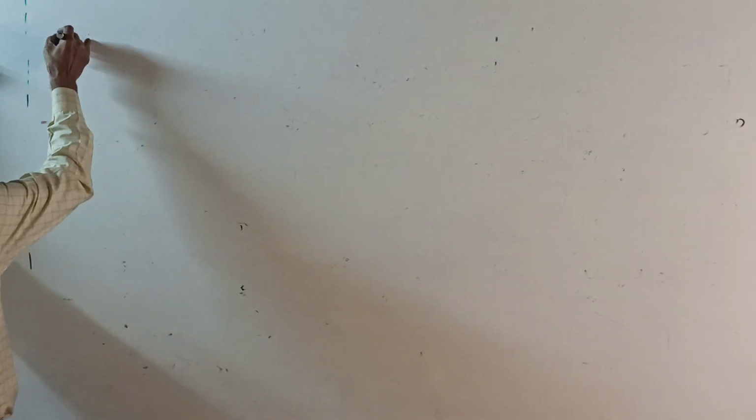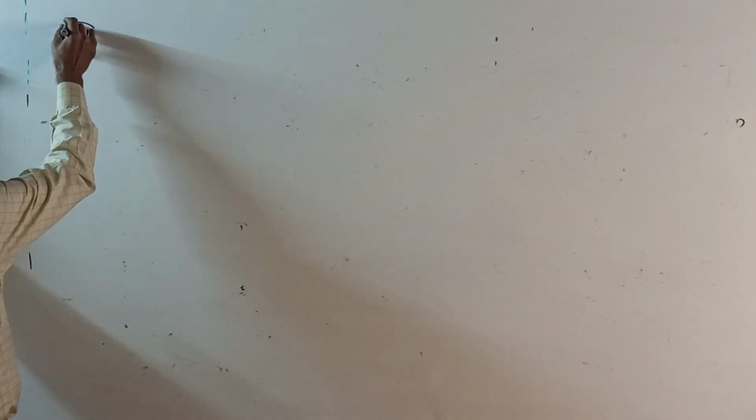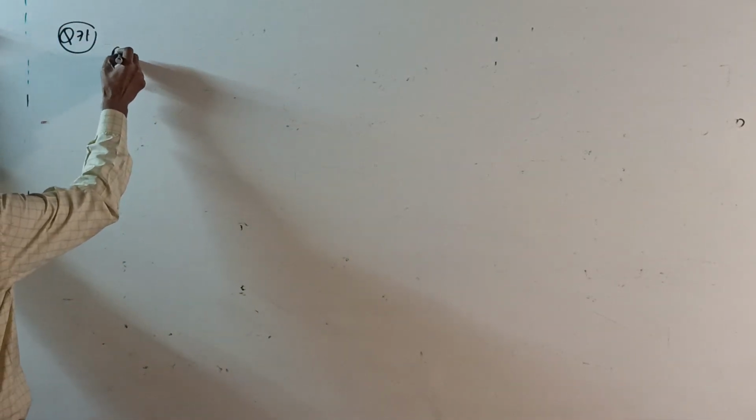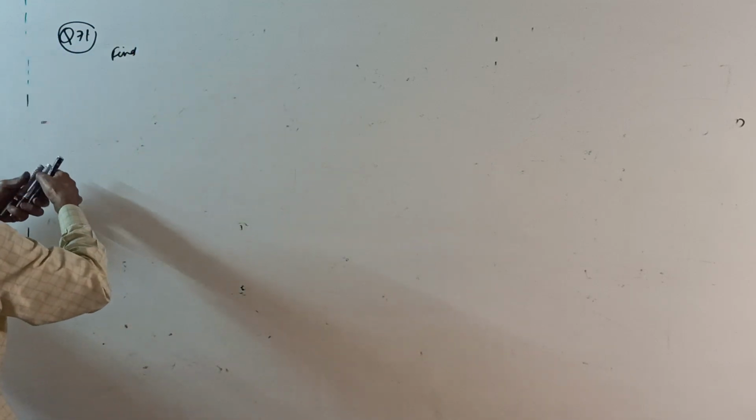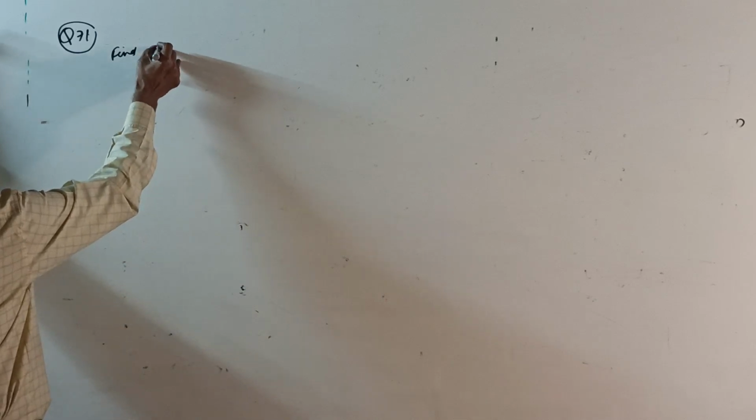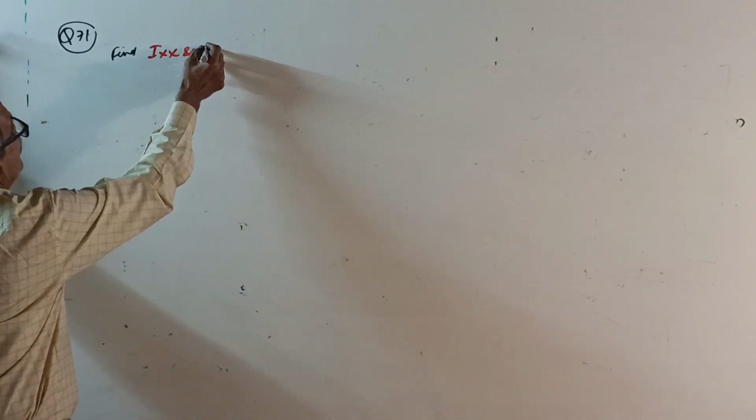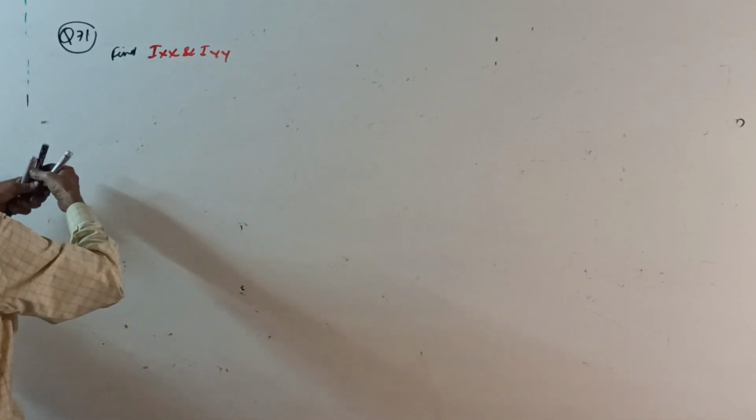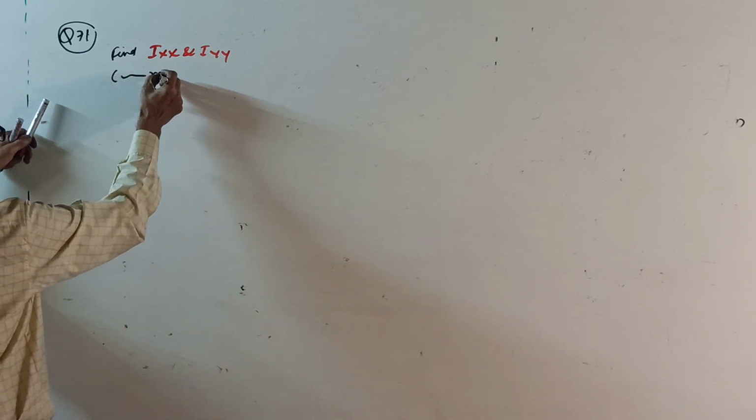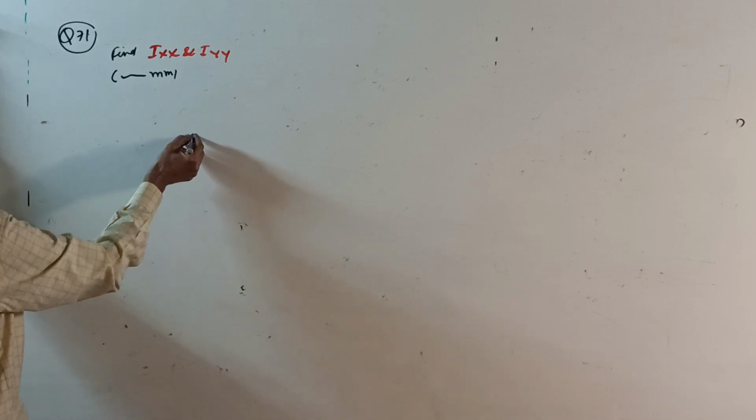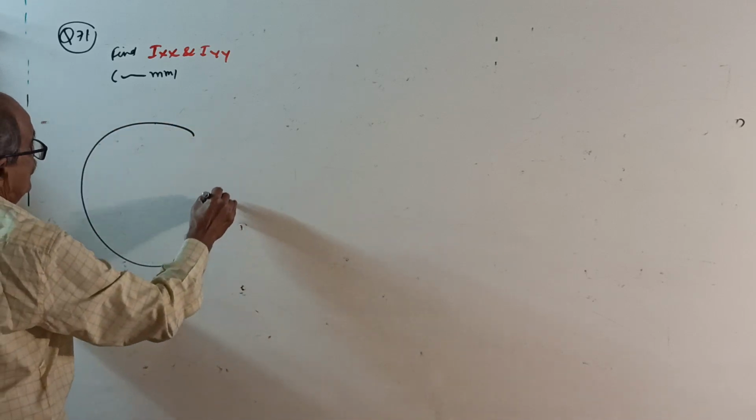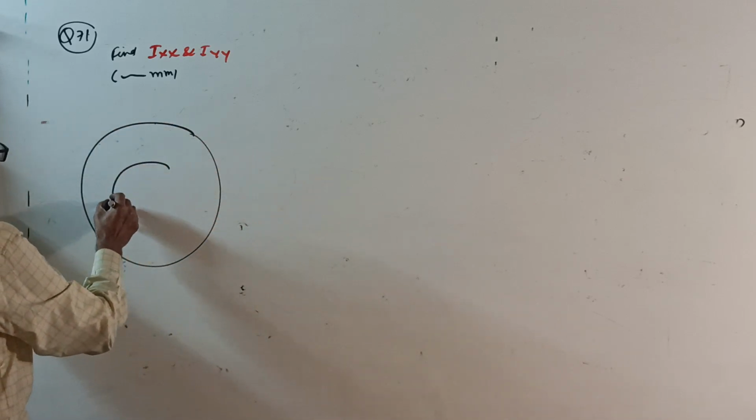See, 71. Next question. Question 71. Actually, it is not a question. Find Ixx and Iyy. All dimensions are in millimeter. See, a circle, another circle cut out.